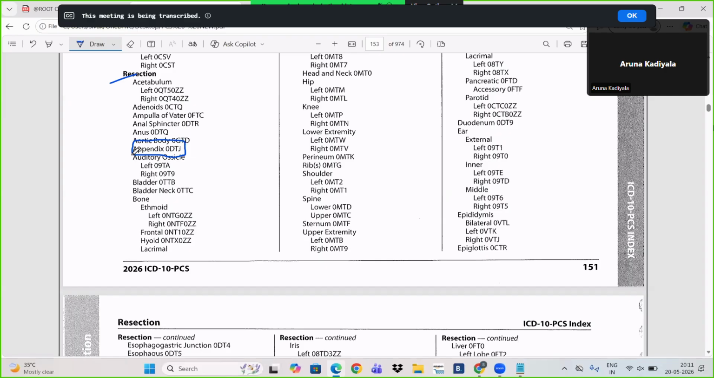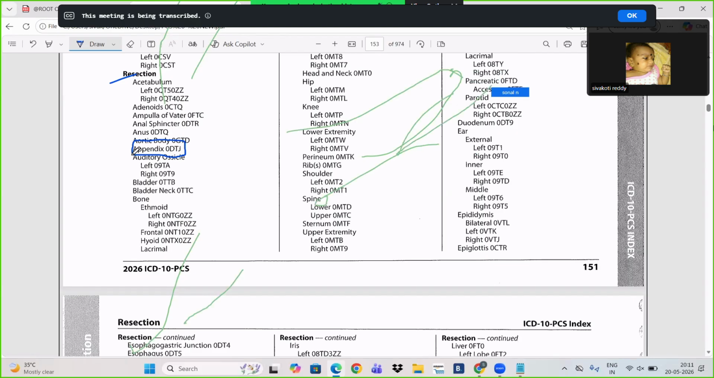We need to identify the root operation. They don't give it. They will just give a procedure. I will show one example of how we will get the operative note and all. First learn the book reading, then I will show how we will get the procedure in the exam. Clear? So 0DTJ you get.